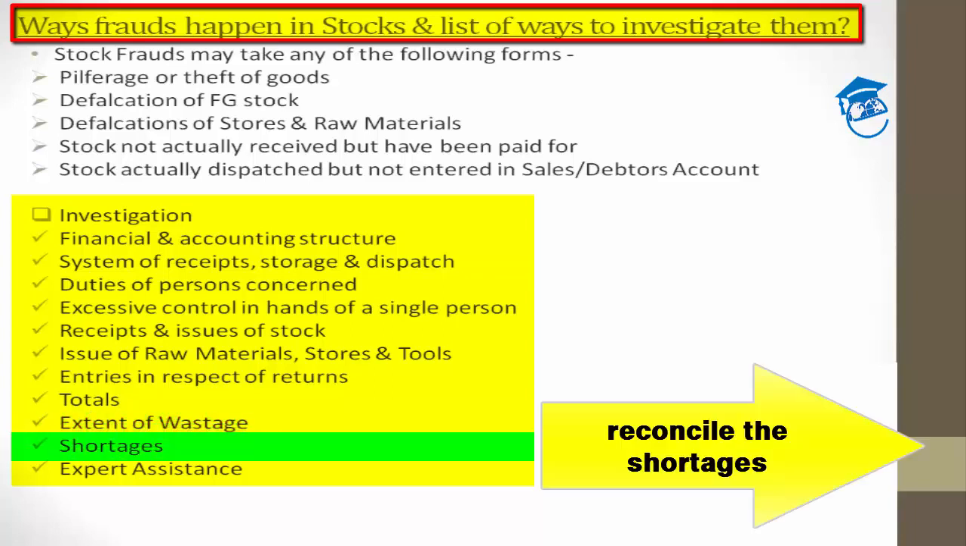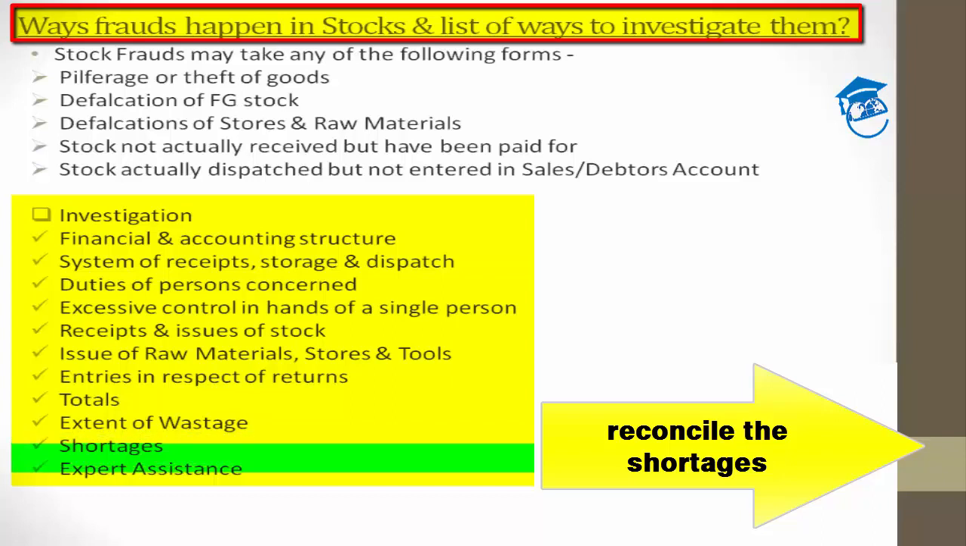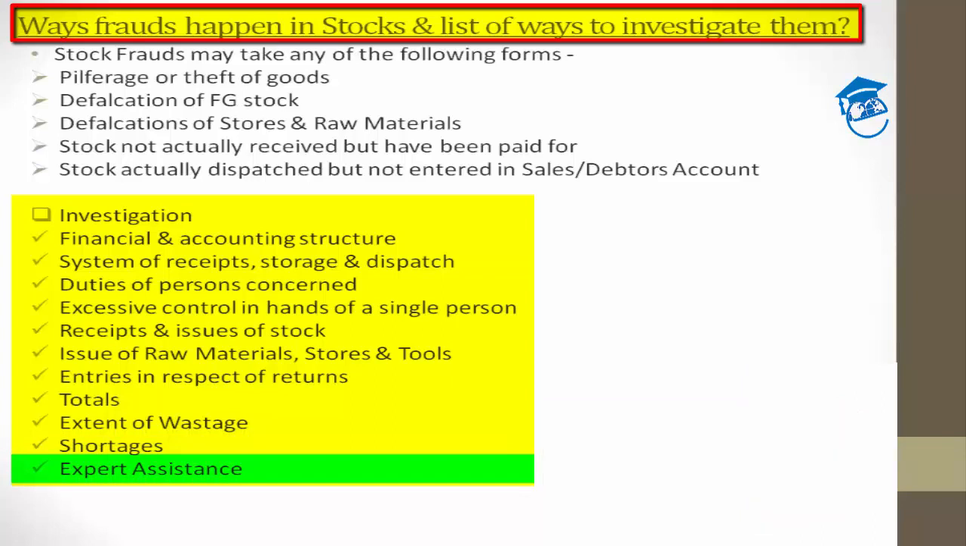Next comes shortages. So reconcile the shortages observed on the physical verification of the stock with the discrepancies observed on checking the books of accounts. And if specially required, then you need to take expert assistance for detecting the shortages which are being perpetuated with the help of management, if any. For example, overstatement of production, suppression of stocks, or overvaluation or undervaluation of stock. So you need to take expert advice in all those matters.